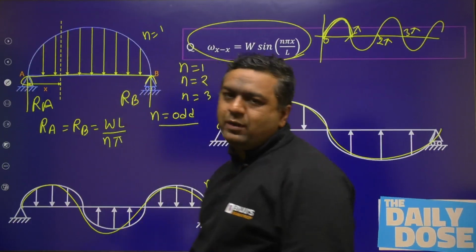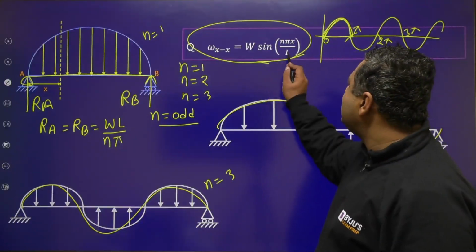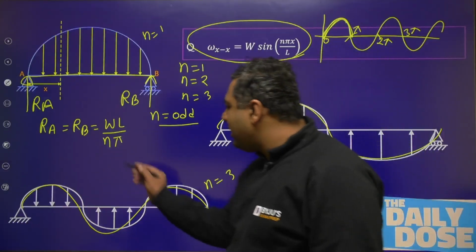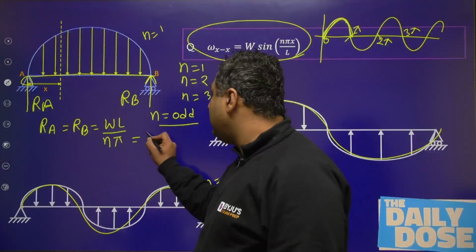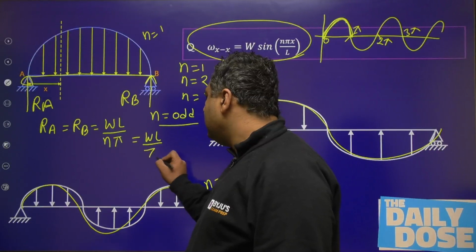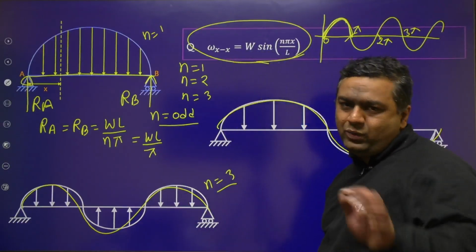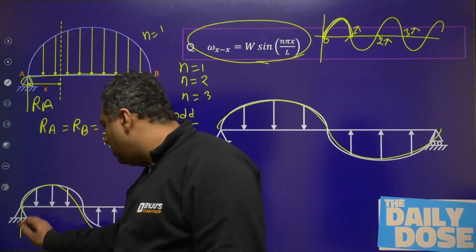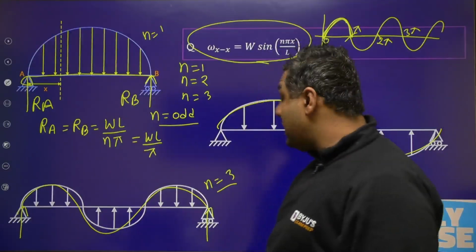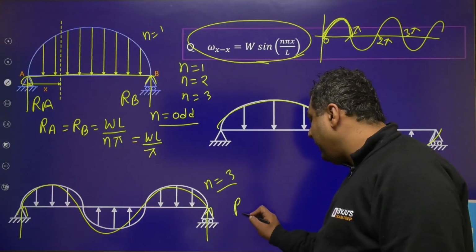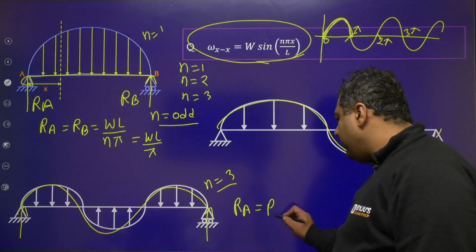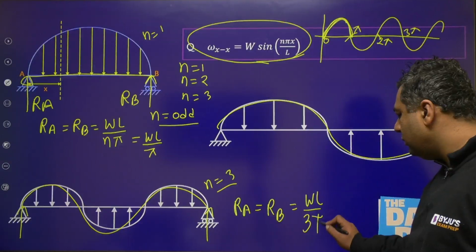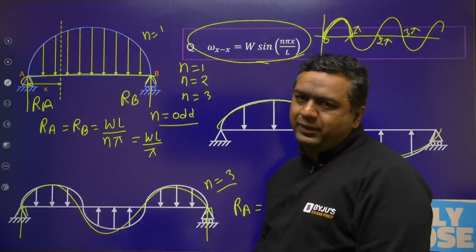So what you need to do, WL by nπ. This L by nπ is going to be multiplied with the W. So when n equals 1, the answer would be WL upon π. For this case, n is 3. Once again, n is odd. You would make both reactions upward. And this time the answer would be RA equals RB equals WL upon 3π. Okay, so this is how the answer would be calculated.